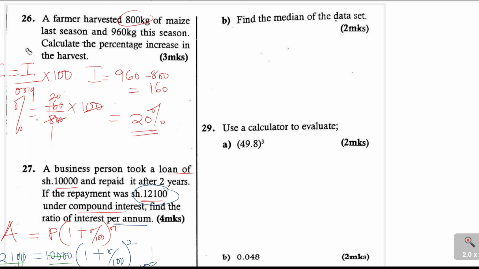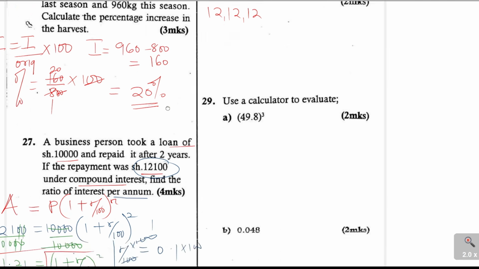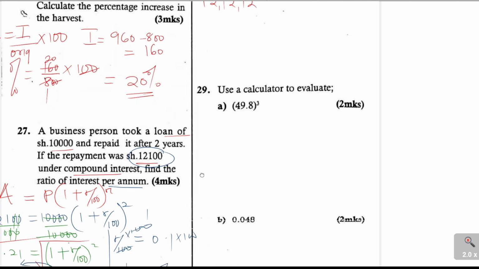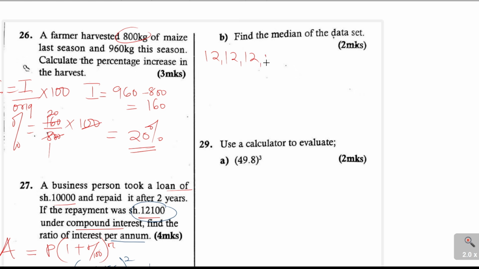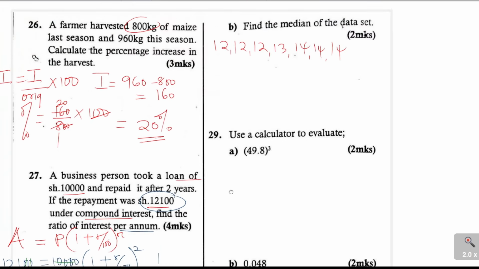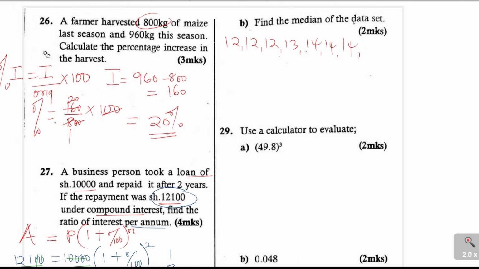You can see the smallest there is 12, and 12 appears 3 times, followed by 13 which appears once, then 14 appears 3 times, and then we have 15 appears 2 times, and then 16 once. So we want to get the median or the middle value. This is how we go about it.